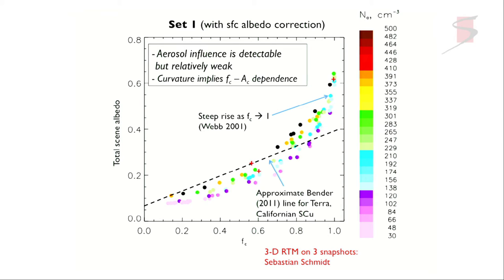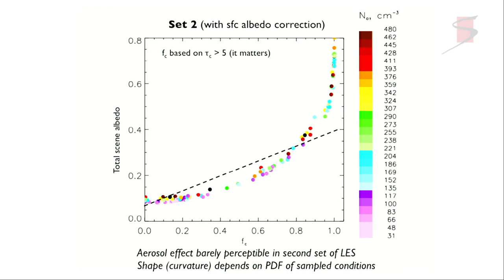I superimpose over here three points that Sebastian calculated, the red pluses over here, and these are based on 3D radiative transfer. You can see that those points fit quite nicely on the curve. Here is the second set. Exactly the same analysis, just a different sampling of the joint PDFs of the initial conditions.